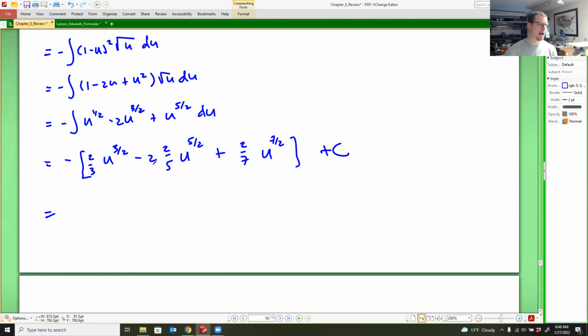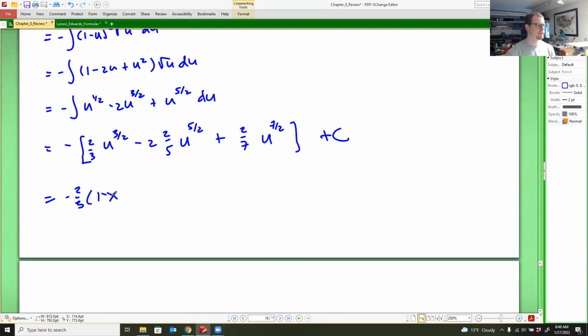And then I substitute back. We have u was 1 minus x. So this is negative 2/3 times 1 minus x to the 3/2, minus 2 times 2/5, distribute here, so negative times a negative is a positive, 2 times 2 is 4, so 4/5 times 1 minus x to the 5/2. Negative times positive is a negative, 2/7 times 1 minus x to the 7/2, plus c. And I'm done.